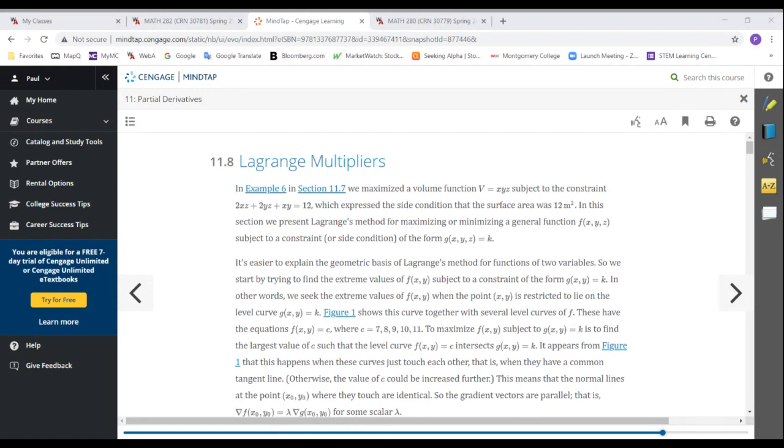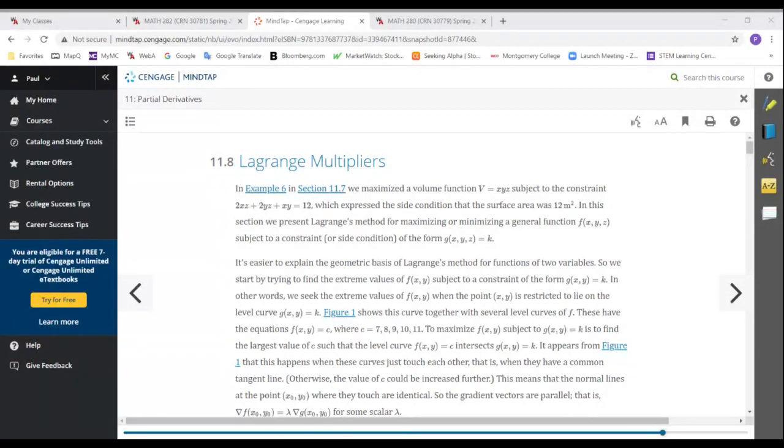Economics. Now what we're going to do in section 11.8 is maximize functions, try to find the maxima. We're going to try to maximize or minimize functions, okay, but subject to a constraint. Subject to a constraint.